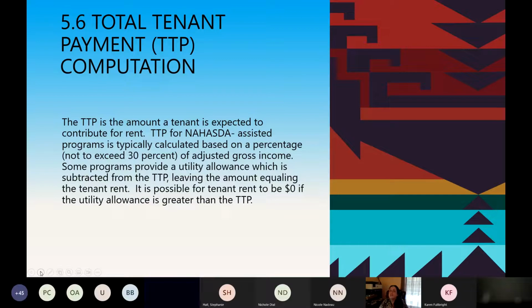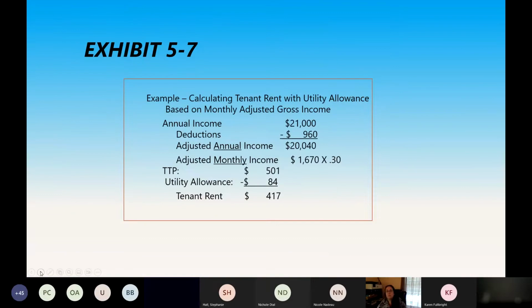First of all, we do not need to give utility allowances anymore. And the second thing is you should write your policy that if there is a negative, there's no such thing as a negative rent under any circumstance, okay? You don't want to be paying people to live in your units, but you always have to make sure that you're not charging them over that 30%.